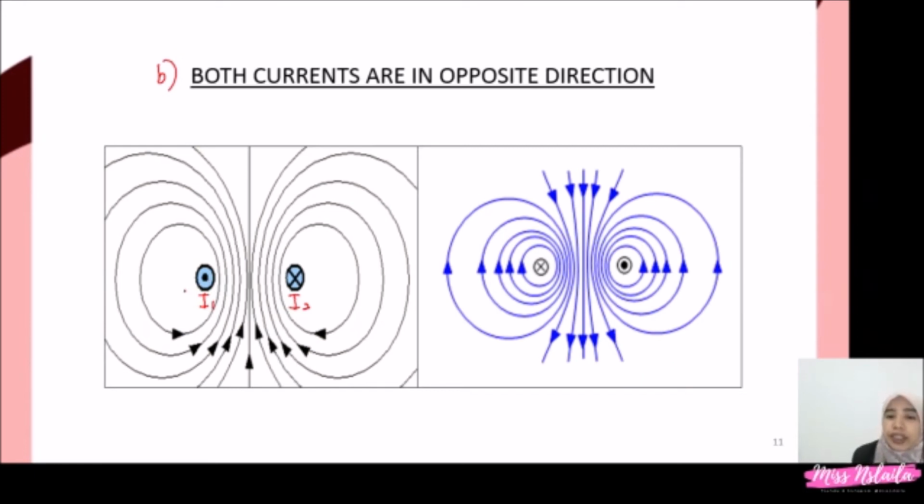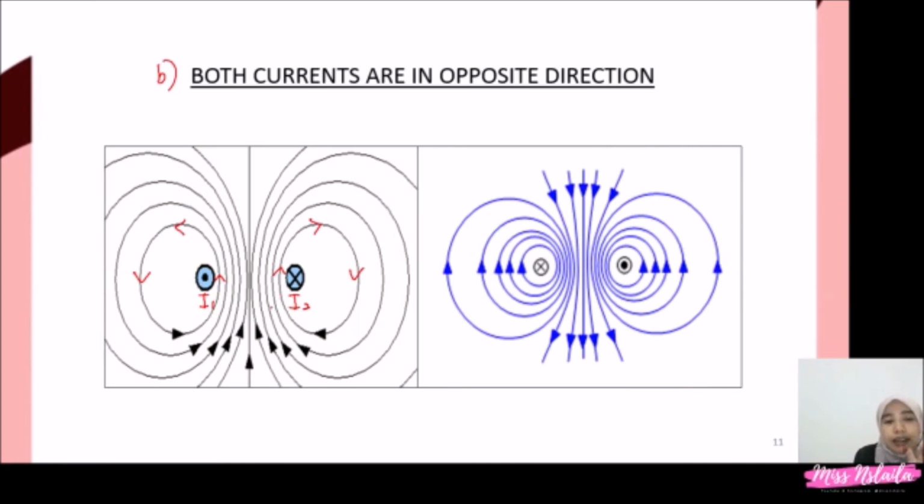Okay, first, we have to determine them one by one. For the first wire, the current is out of the page, so the direction of the magnetic field lines will be anti-clockwise. Meanwhile, for the second wire, the current is into the page, so the direction of the magnetic field will be clockwise.